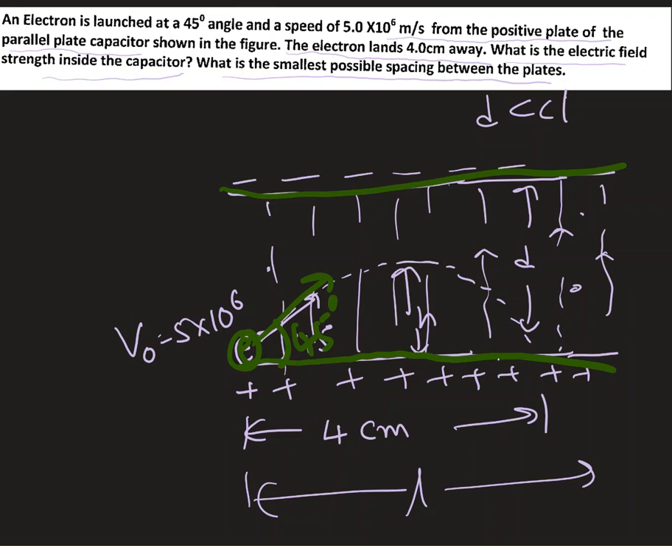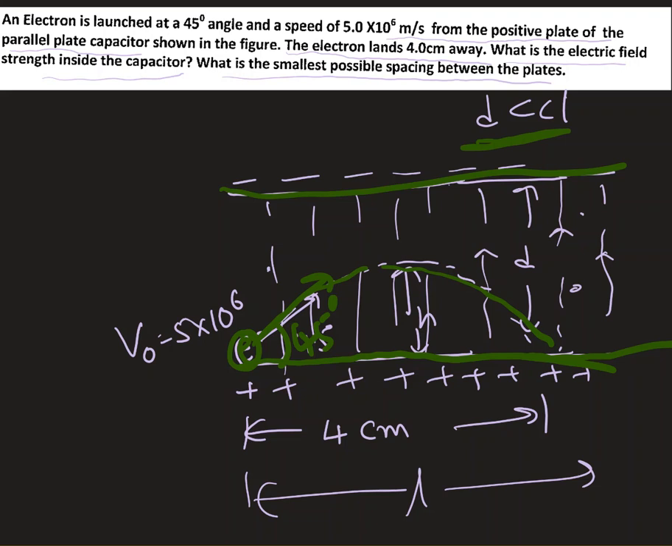Here the electron landed 4 centimeters away. So the length of the plate is very big, but it landed 4 centimeters away from where it was fired. Okay, the length could be more than 4 centimeters in this case. I mean, the length of the plate, or I can say the diameter of the plate, is very big compared to the distance between the plates. So you can see D is very large compared to the length. He didn't give that information, but I'm assuming.